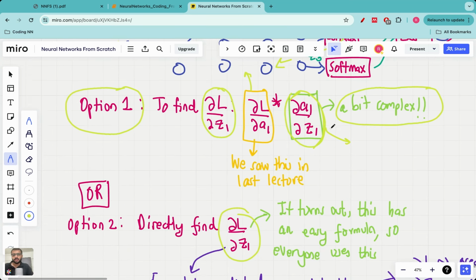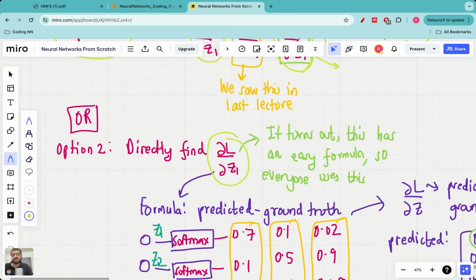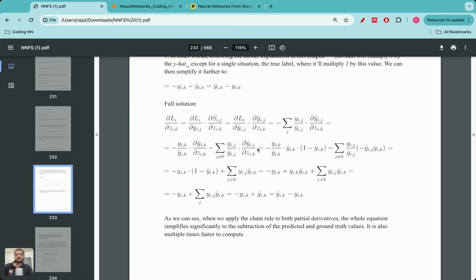And I'm going to show you the mathematical formula. It turns out it's as easy as the predicted values minus the ground truth. That's it. And let me show you the derivation for this very quickly. So here is how the derivation of this actually looks. Partial derivative of loss directly with the z. It turns out it's the predicted value minus the actual value.